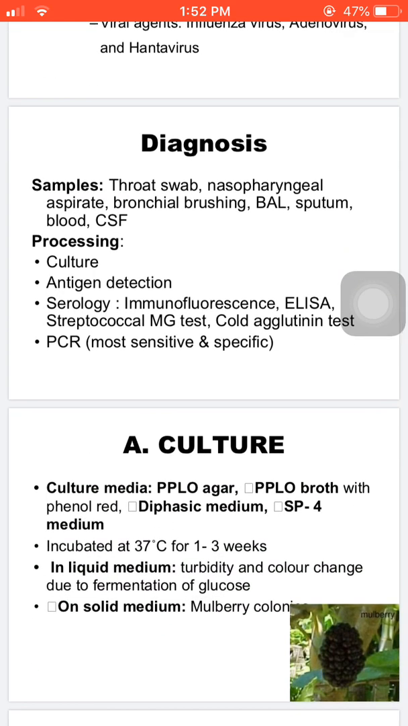Okay. Now let us move on to the diagnosis. Because it's colonizing the throat and the nose, the samples to be collected are the throat swab, nasopharyngeal aspirate, bronchial washing, bronchoalveolar lavage, sputum, blood and CSF. If it's a neurological manifestation, you can also collect the CSF. But for culture, sputum is not very preferred because several commensal flora come in the sputum along with the pathogen. If you look at the processing, it is done either by culture, antigen detection, antibody detection, that is serology, and PCR. The best diagnostic method is the molecular method, polymerase chain reaction. It's the most sensitive and specific.